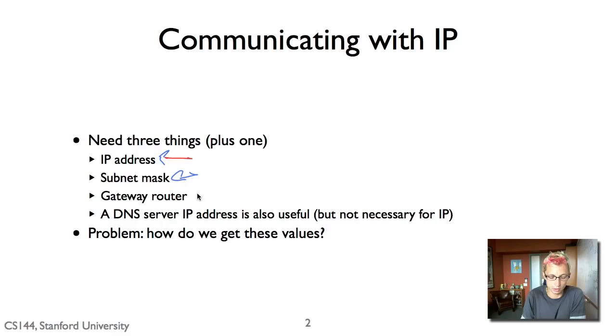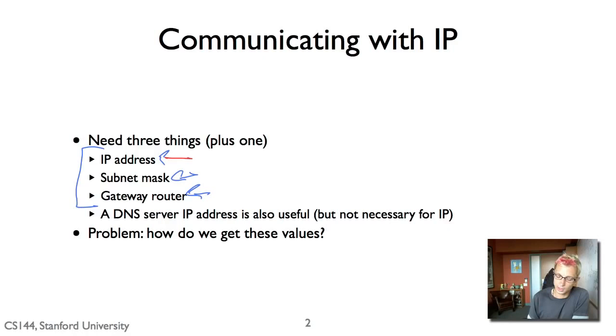It also needs to know the gateway router, such that if a node is not on the local subnet, what's the IP address of the next hop, or the first hop, towards destinations outside the local subnet. So these are the three things that you have to have in order to communicate with IP on the internet as a whole.